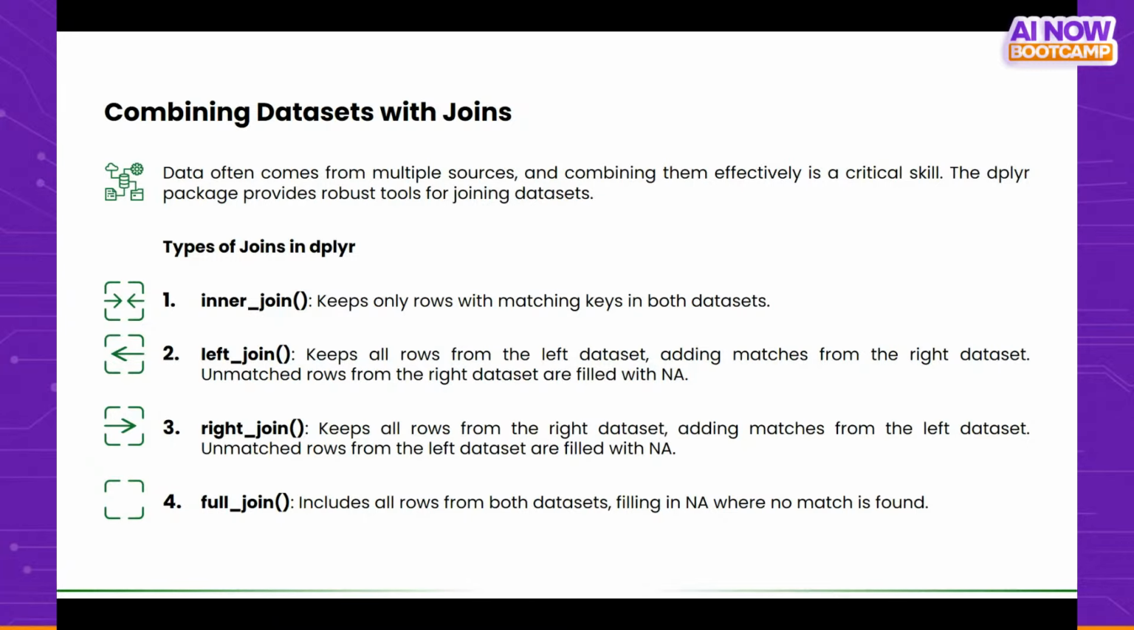In pandas, we have about four merging types. We have inner join, left join, right join, and full join. So what do we mean by inner join? Inner join helps us keep only rows where we have a matching key in both datasets. It's just like an intersection between the two.